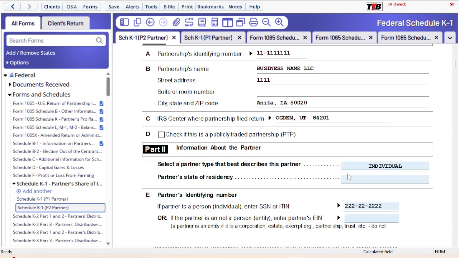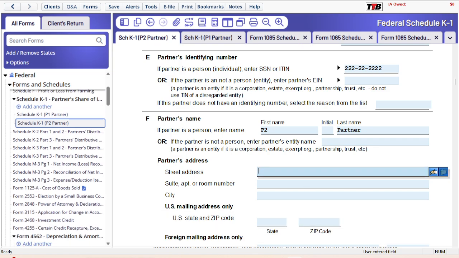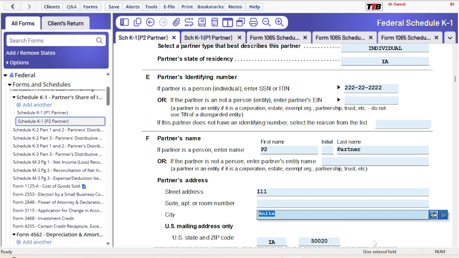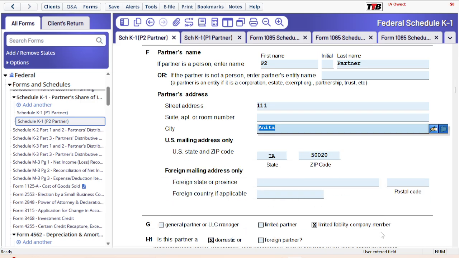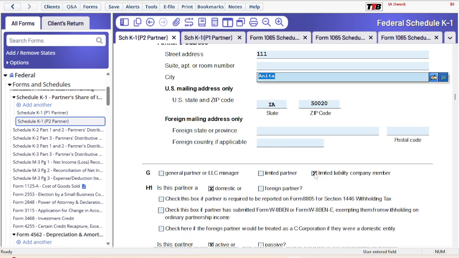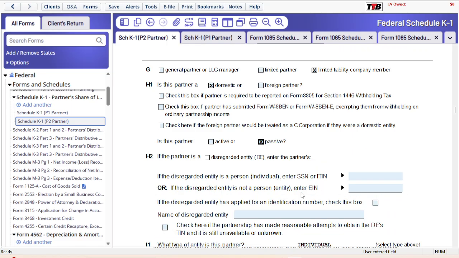The same thing will be done for partner 2, and we are going to put the address, the zip code, and again, we check limited liability company member. It is a domestic. Is this person, so we can say this person is passive. Let's change it a little bit. So let's say this person is not really working in the business, is passive.